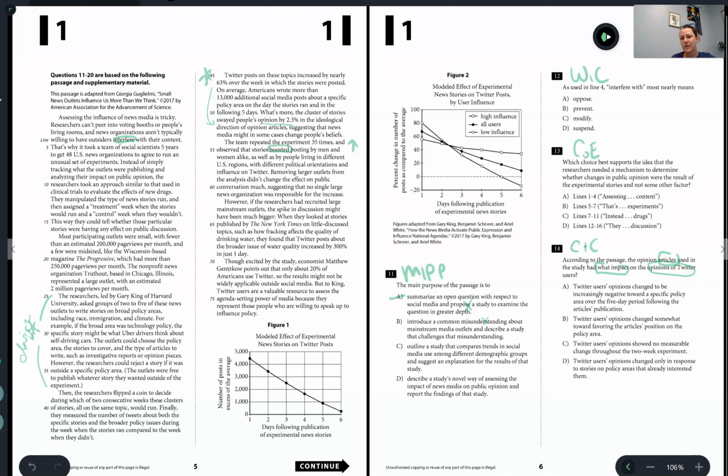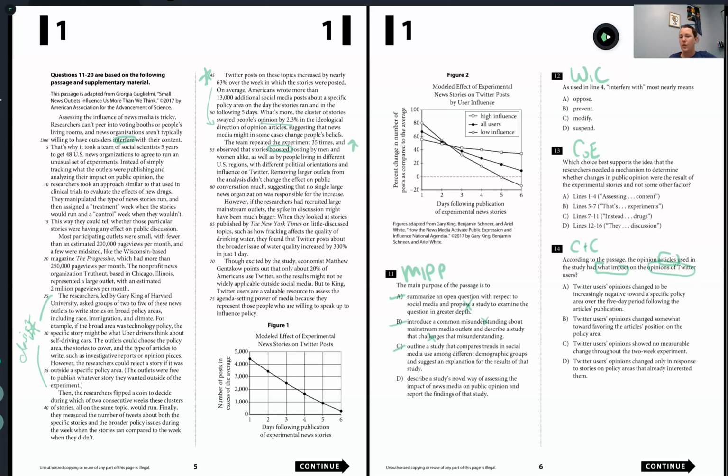I don't know that we could call it a misunderstanding, but even if we did, the study doesn't challenge that misunderstanding. It kind of agrees with it. Outline a study that compares trends in social media use among different demographic groups and suggest an explanation for the results of that study. Well, it said men and women kind of all increased their Twitter output, and so I don't think that we're comparing and contrasting across demographic groups.